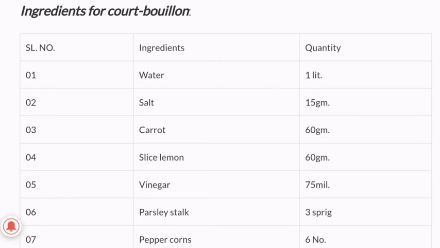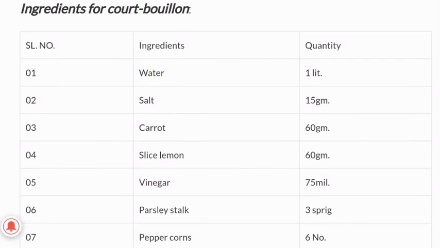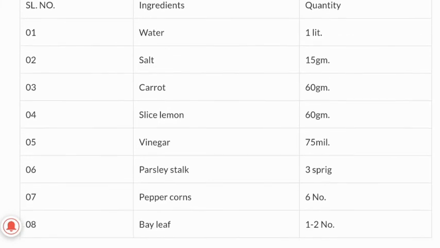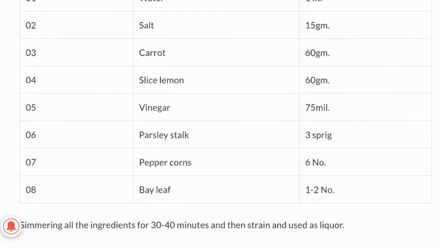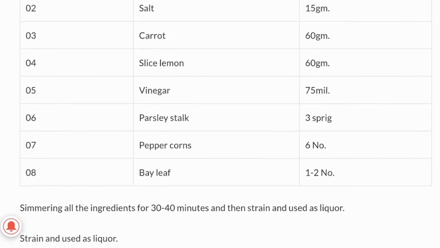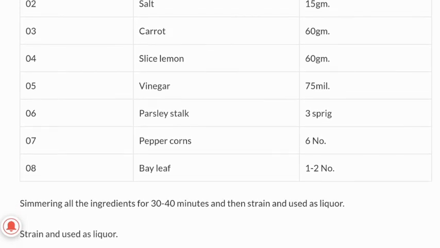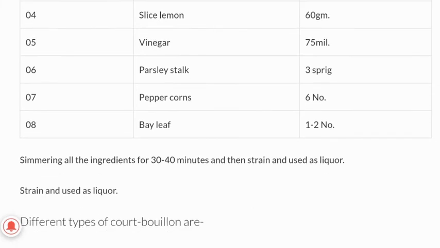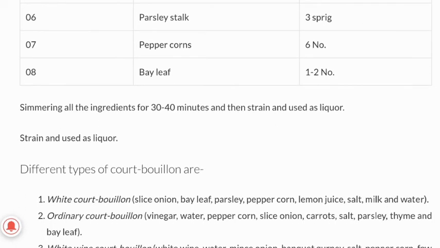Ingredients for court bouillon: water 1 liter, salt 15 gram, carrot 16 gram, sliced lemon 60 gram, vinegar 75 ml, parsley stalk 3 sprig, peppercorn 6 number, bay leaf 1 to 2 number. Simmer all the ingredients for 30 to 40 minutes, then strain and use as liquor.